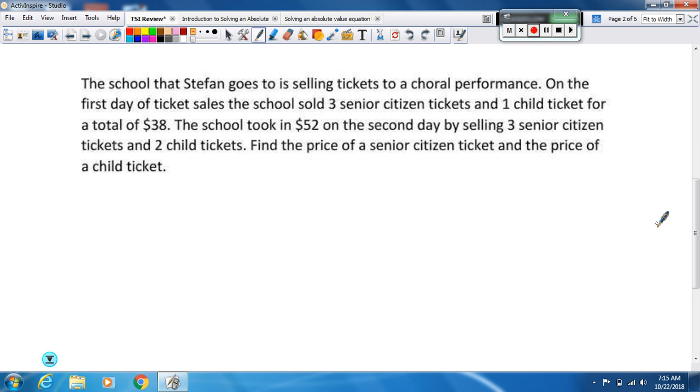Okay, the school that Stefan goes to is selling tickets to a choral performance. On the first day of ticket sales, the school sold 3 senior citizen tickets and 1 child ticket for a total of $38. So 3 senior, 1 child, total is 38. So we can write that as 3S plus 1C equals 38.